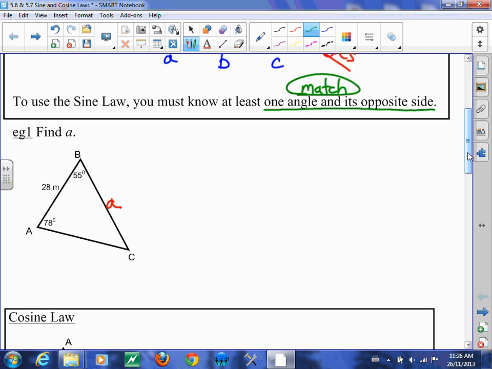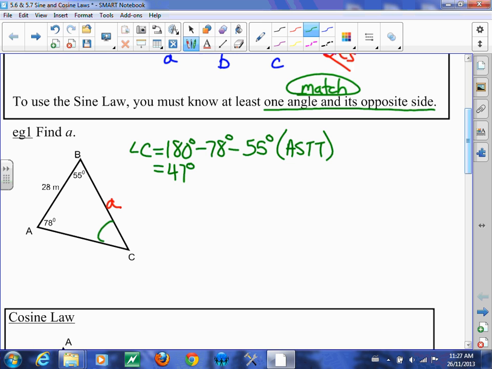What you need to realize is with geometry, ladies and gentlemen, we can find this side C. So angle C equals 180 degrees subtract the two given angles, which is 78 degrees, subtract 55 degrees. And if you're not sure, that's the angle sum triangle theorem, or ASTT for short. Plug that in your calculator, ladies and gentlemen, and now we know that's 47 degrees.